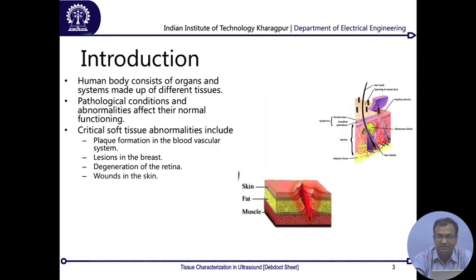And the other one is definitely skin, one of the major areas, and the major abnormality is wounds. So you can get bruises, cuts, or burns, and all of these lead to some sort of abnormality on the skin as well.